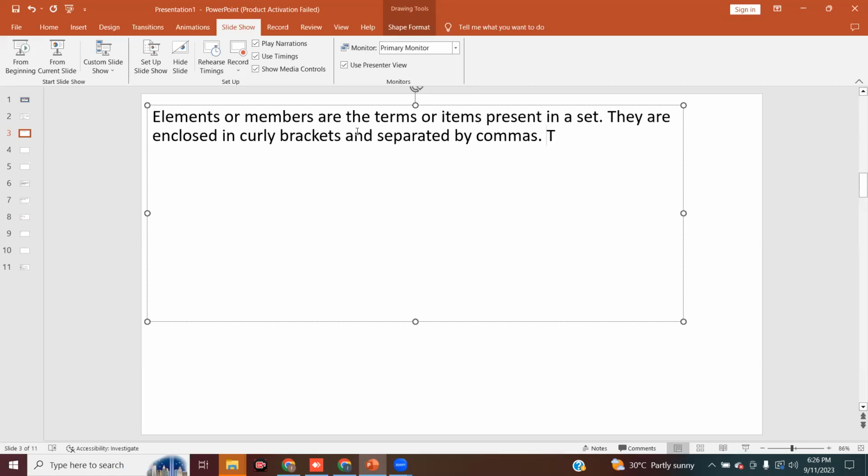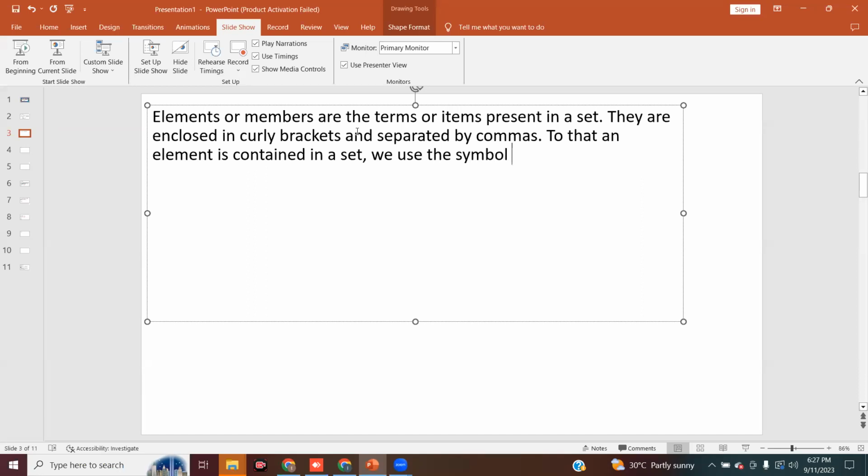Now, to represent this is what we are talking about. If we want to represent that an element is within the set, or is contained in a set, we use the symbol.